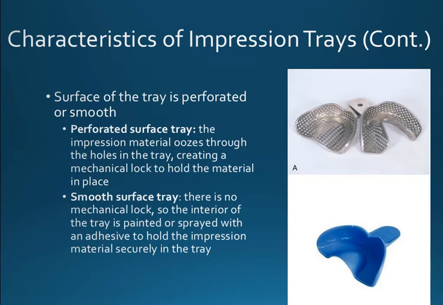You may be wondering, what's the difference between a perforated tray surface and a smooth tray surface? Well, a perforated tray surface allows the impression material to ooze through those holes, and it creates a mechanical lock and holds the material into place quite nicely. With a smooth tray, there is no mechanical lock, so you would need to put on a tray adhesive to hold that material securely in the tray. The best way to go is by choosing a perforated tray surface. We find that that is the best way of really ensuring that the impression stays in the tray.